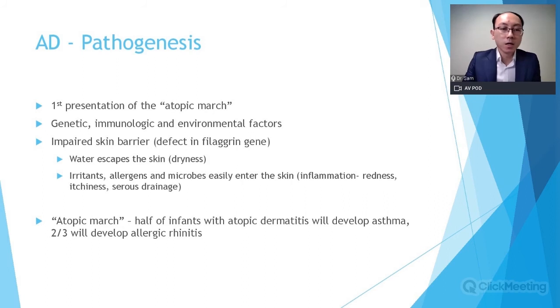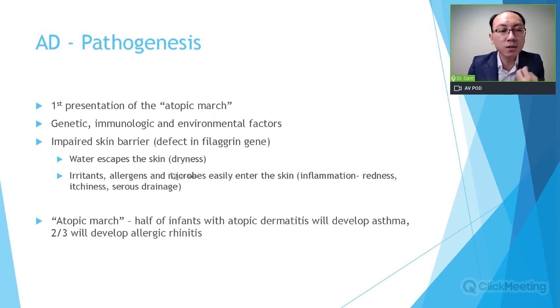Okay, so atopic dermatitis normally is the first presentation of the atopic march. As I mentioned, atopic dermatitis is multifactorial. There are a lot of studies showing that these atopic dermatitis patients have an impaired skin barrier. Because of this impaired skin barrier, due to a defect in the filaggrin gene, they have a persistent leak of water from the skin. This persistent water escape will cause the skin to be very dry.